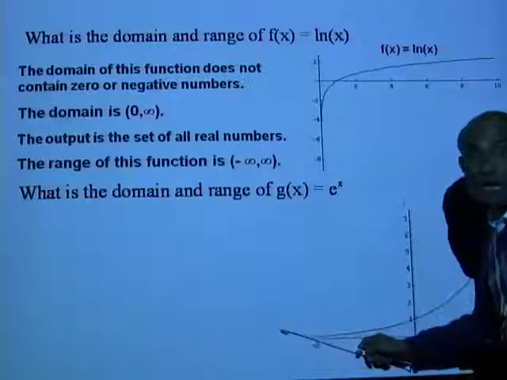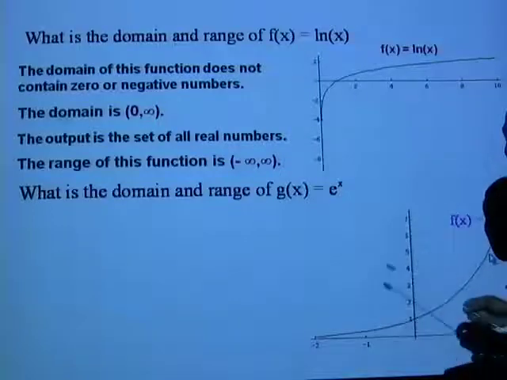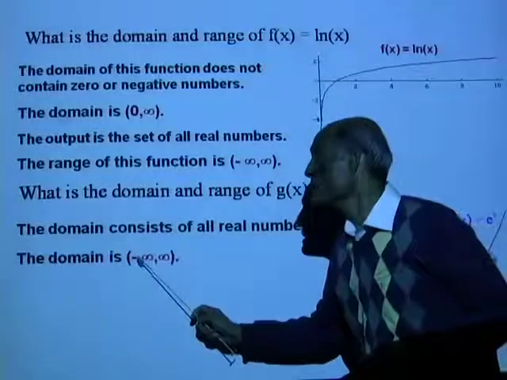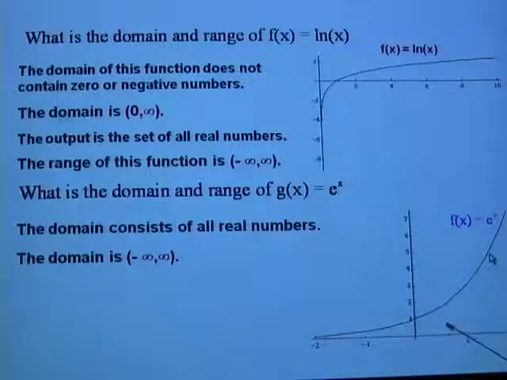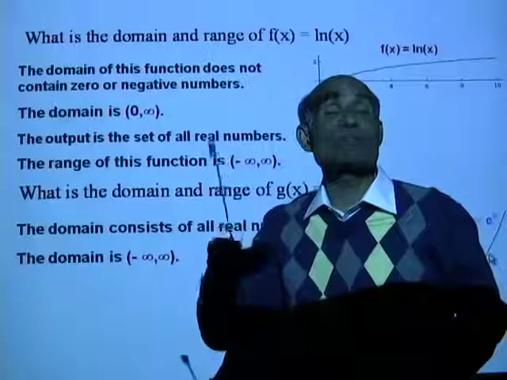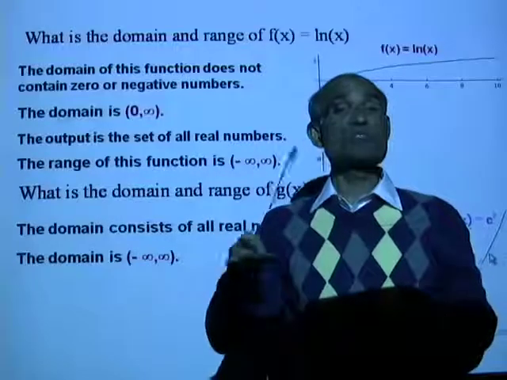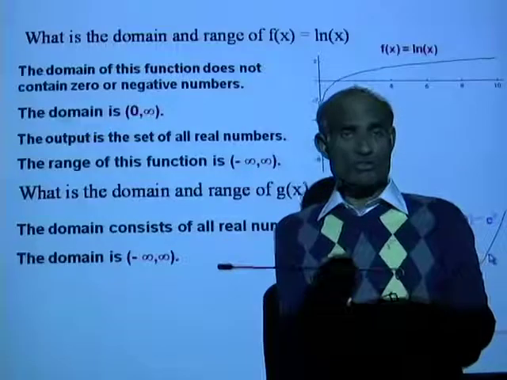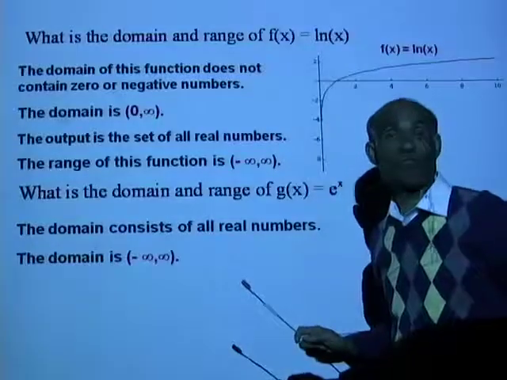So the input can be any number from negative infinity to positive infinity. So the domain consists of all real numbers. We write the domain is negative infinity to positive infinity. Any input can be used in here. E to the power of negative 10 is 1 over e to the power of 10. It's a very small number, close to 0, but not equal to 0. E to the power of negative 1000 is very, very close to 0, but not equal to 0. So the domain is negative infinity to positive infinity.